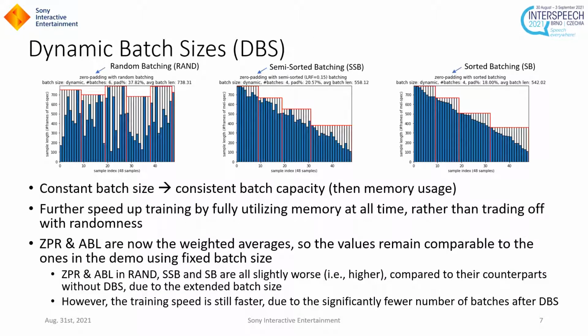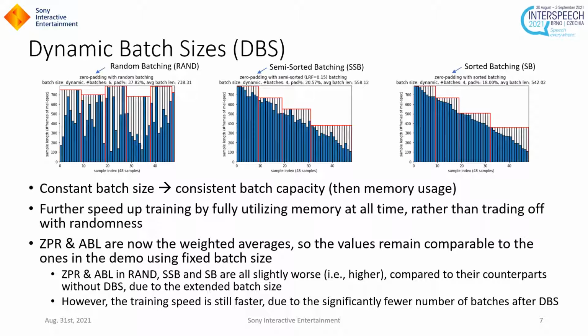It allows easier tuning for the desired randomness level. In the previous example, the batch size is a constant. However, for the batch with shorter batch lengths, it is possible to enlarge the batch size to make the batch area, which is the batch size times batch length, a new constant. It further speeds up training by fully utilizing memory at all times rather than trading off randomness. The zero padding rate and the average batch length are now weighted averages, so the values remain comparable to the values in the demo using fixed batch size.